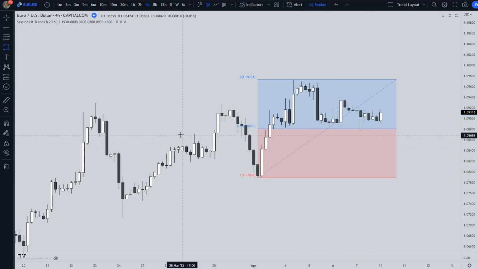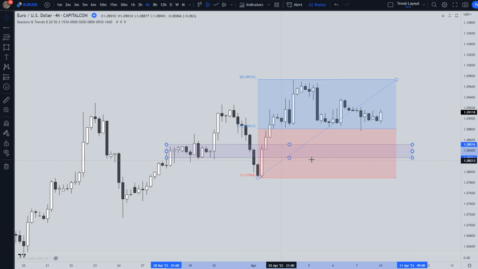The question now is, at which point do we expect the price to rise again? The answer is simple. We are looking for an area of consolidation. At these points, we have the highest volume. Of course, I'm choosing this area because it is in the discount.